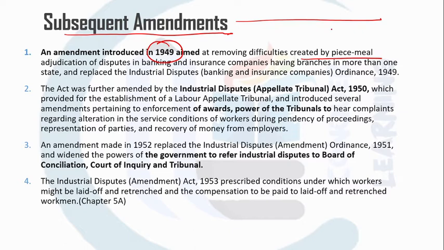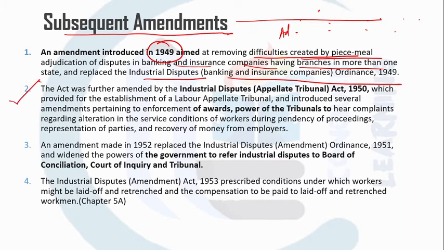So earlier, before the 1949 amendment, disputes were adjudicated or settled in pieces, meaning there were a number of offices, or you can say a number of branches, but it was removed. So by removing difficulties created by piecemeal adjudication of dispute in banking, insurance, company heavy branches, one or more states, it replaced the Industrial Disputes Banking Ordinance.